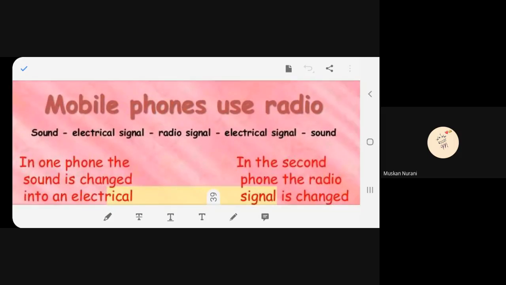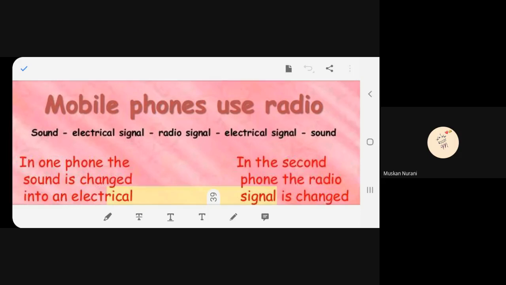Yes, read. Mobile phones use radio. Sound is converted to electrical signal, converted to radio signal. The radio signal converts to electrical signal, and then sound is released. We are showing the conversion.